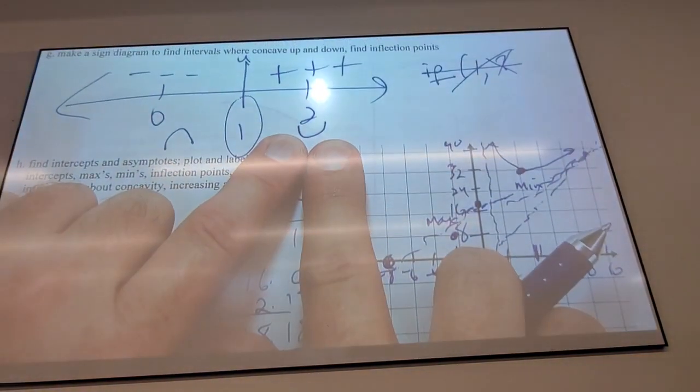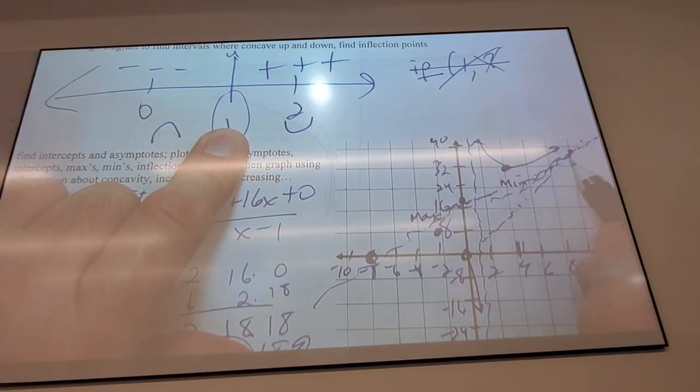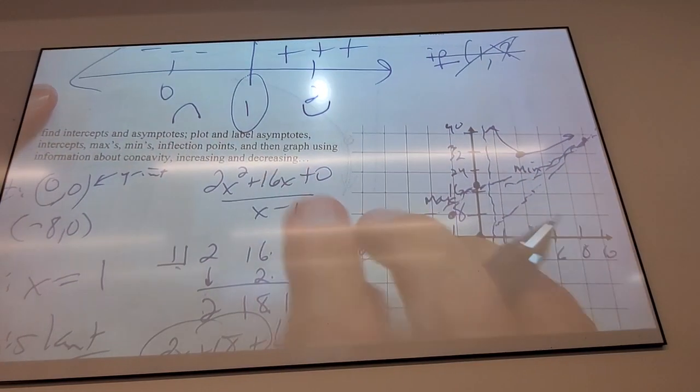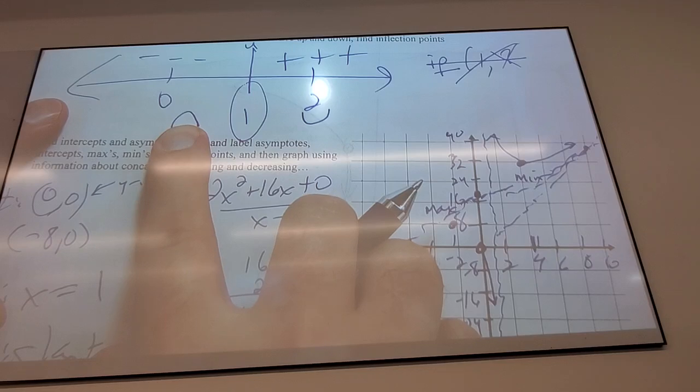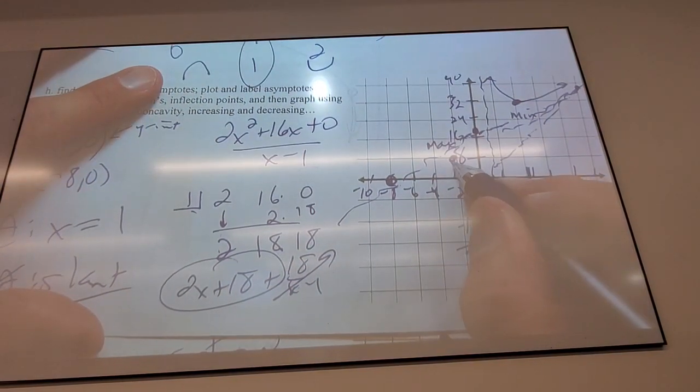This concavity is up forever after 1, correct? So do you see how I accidentally did that, right? Concavity is up, yes? Concavity is down everywhere below 1. So do you see how that kind of fills in over here? That's supposed to be a maximum?